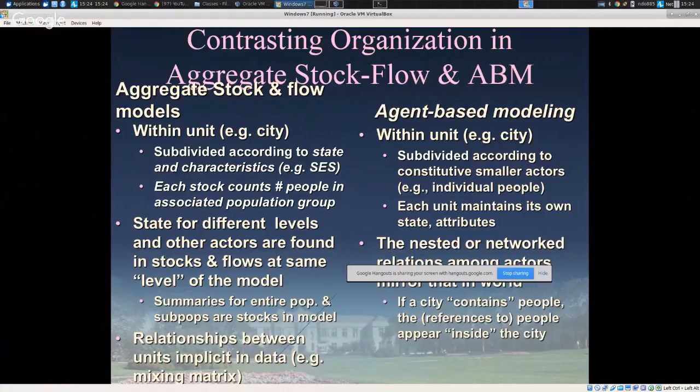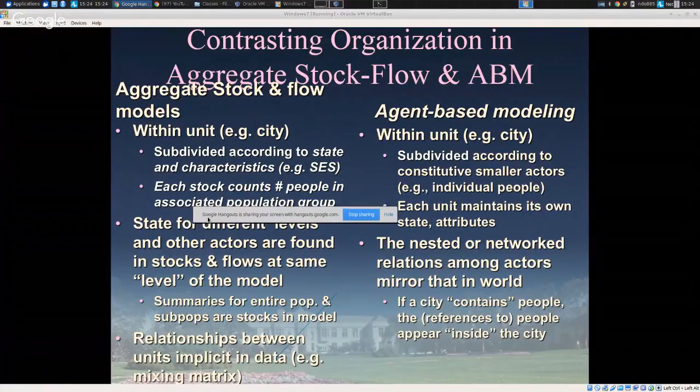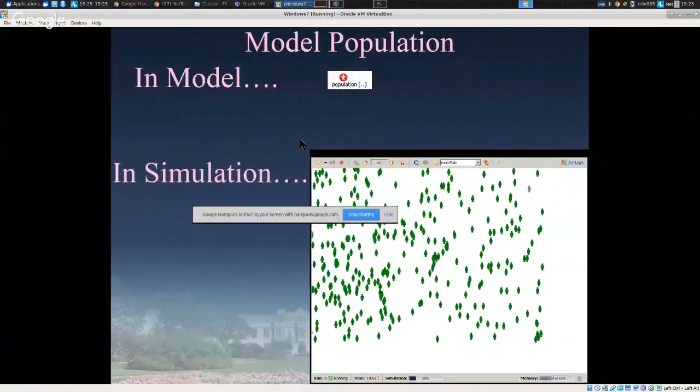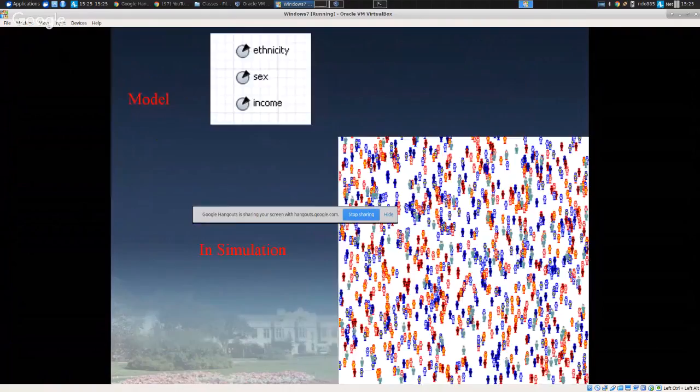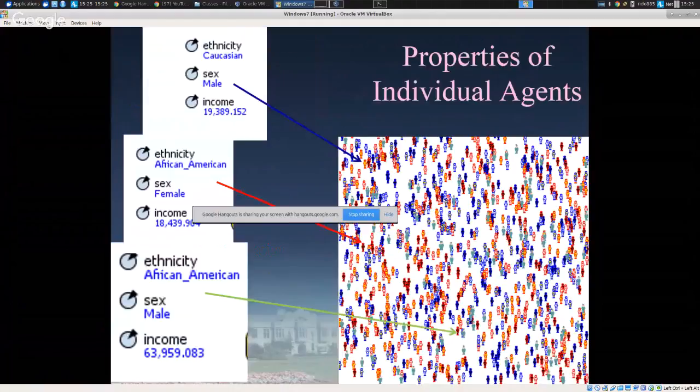And here in agent-based modeling, we're going to have nested relations, say, between an individual and their family and their neighborhood and their school and their city, which is naturally nested in a way similar to the world, rather than being within the same model at the same level. So here we're going to have a model population, and members of that population are going to be associated with parameters that specify fixed assumptions about those individuals. And a particular agent is going to have a fixed value for those parameters, right?